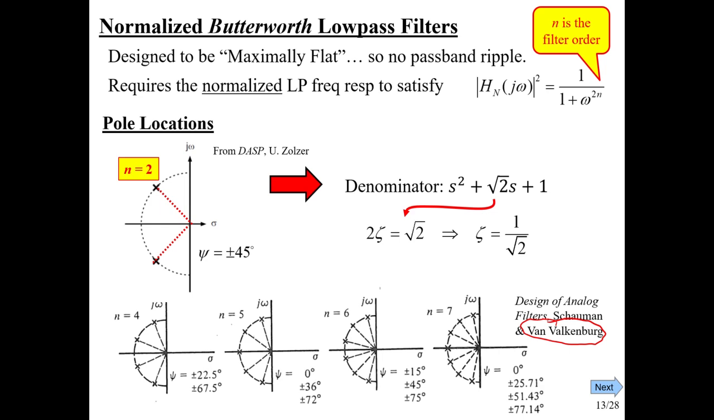But then he passed away, and Schaumann, I think, was one of his students, maybe, took over making revised editions. So if you're going to get a book on analog filters, this is probably the one to get. It's been around for decades and decades and decades. It is the classic book. But anyway, you can see that for Butterworth filters, these poles lie on a circle.